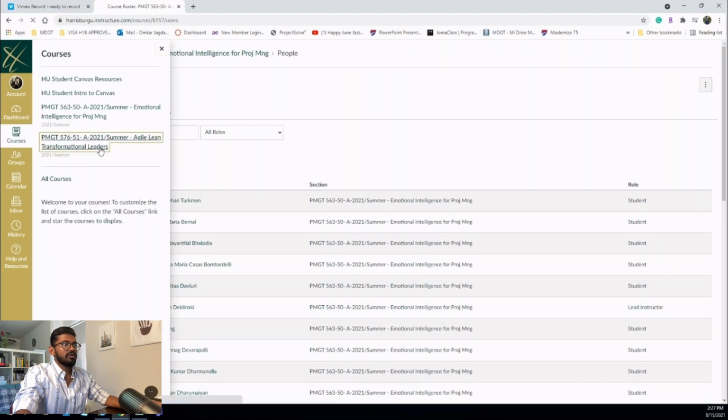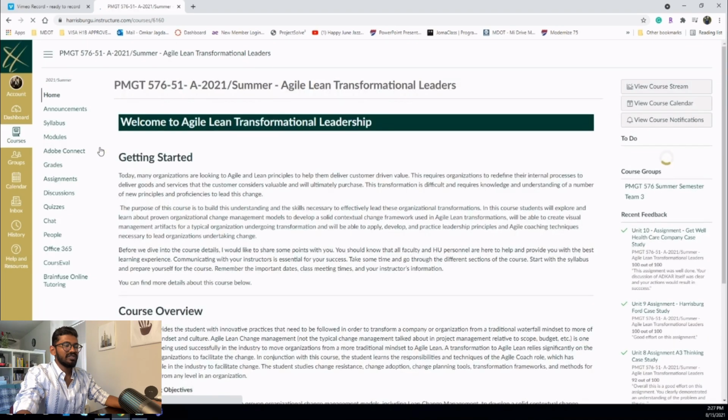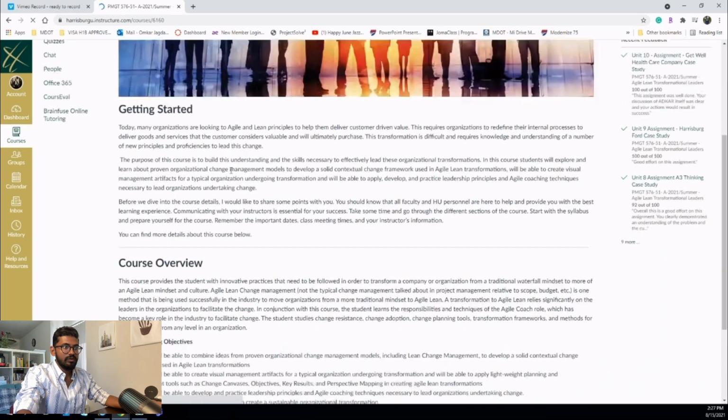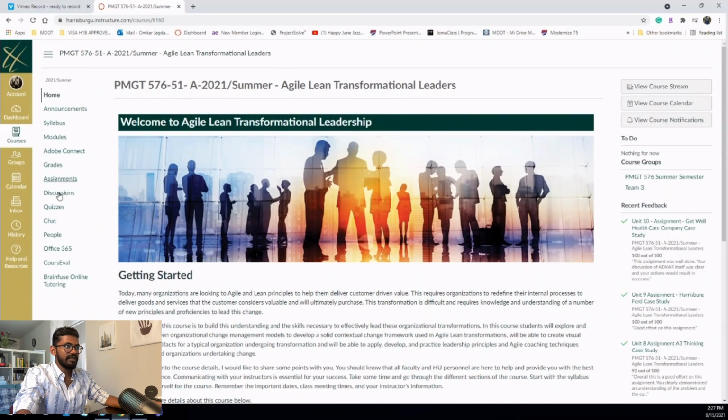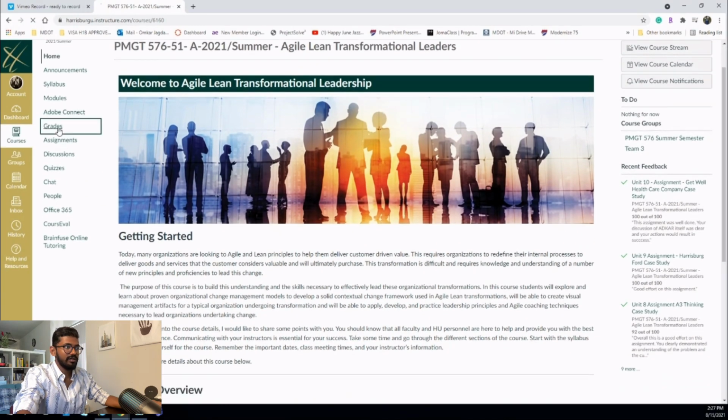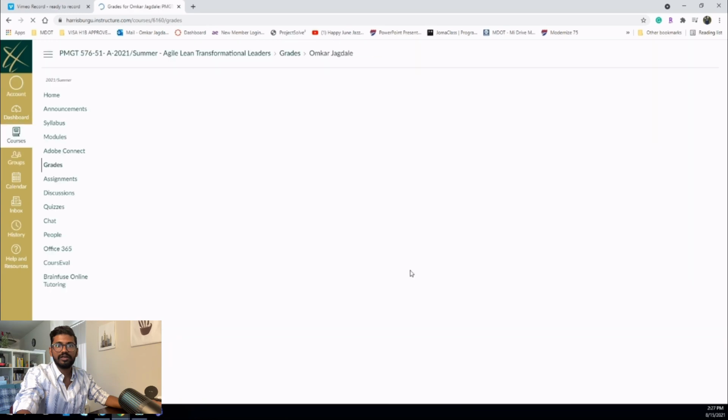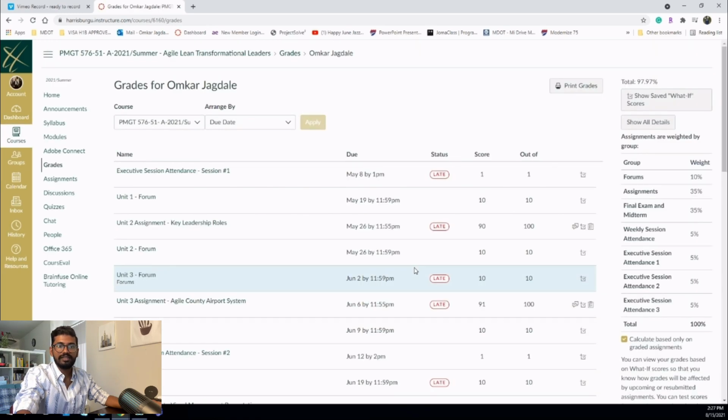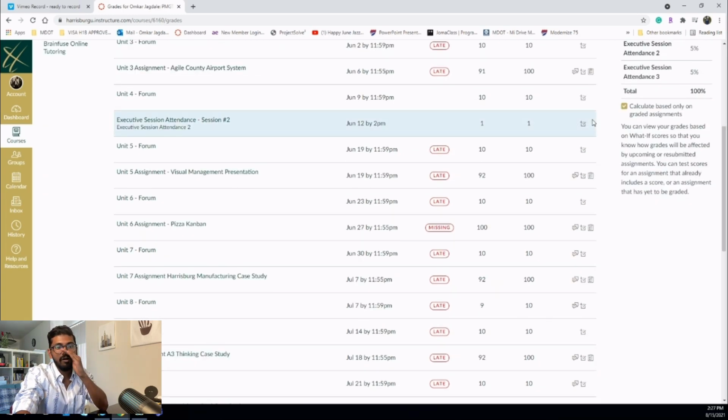Let's look at my other course. So this is Agile Lean. It's pretty much the same format, guys. Exactly the same for grades, to be honest. If you want to see my grade, I'll show it to you guys. I'm going to show off here a little bit. I think I got really good grades here. Oh, I'm not doing as well in this class compared to the last one, so, haha.